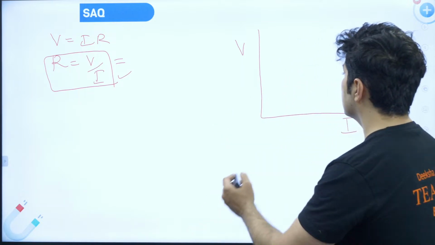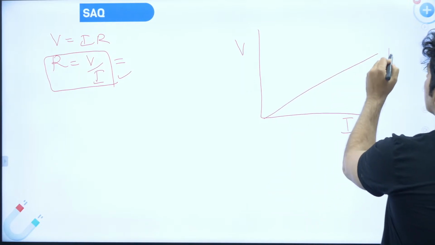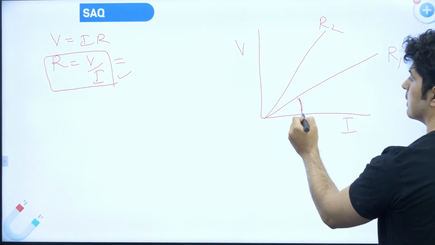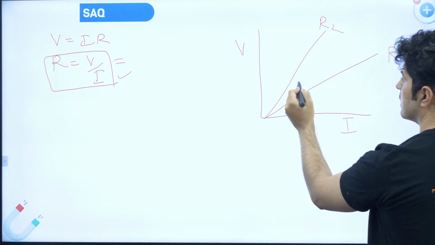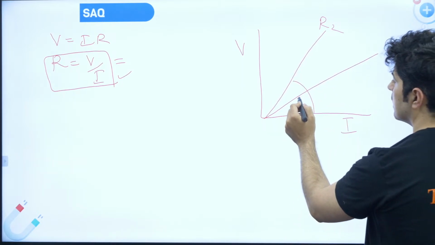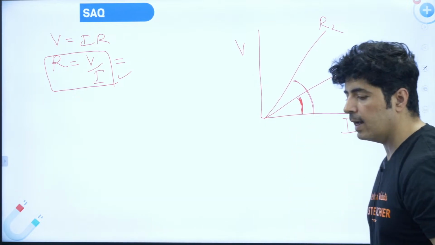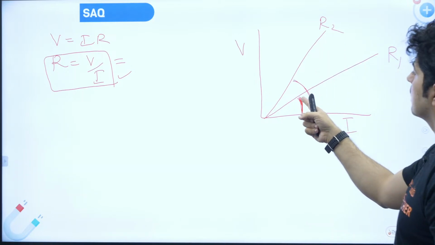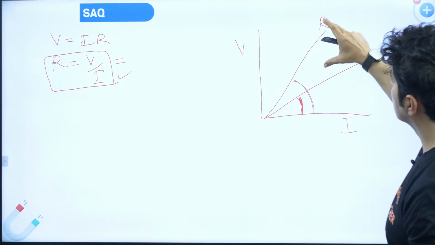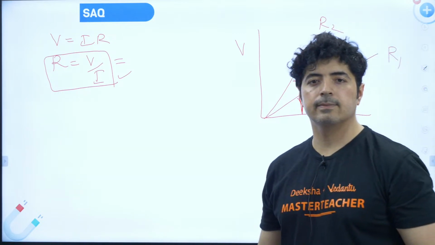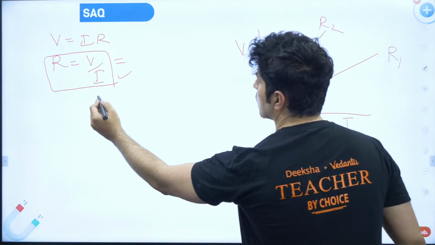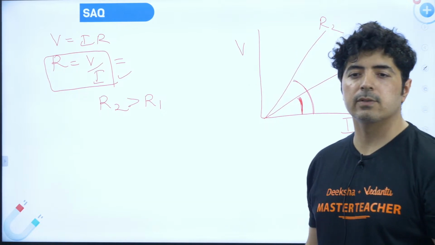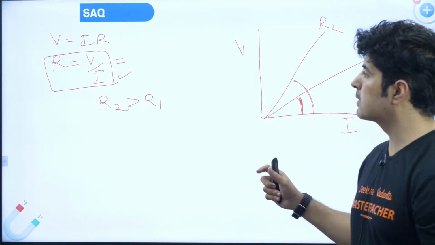So what is the slope? Let's say the slope is like this. This is R1, this is R2. Slope is the angle made with the x-axis. So this is the slope of R1, this is the slope of R2. Now which one has more slope? Clearly I can see R2 is greater than R1. So I can clearly say in this, R2 is more than R1. This is what you have to write. That's it. I hope it is absolutely clear to everybody.